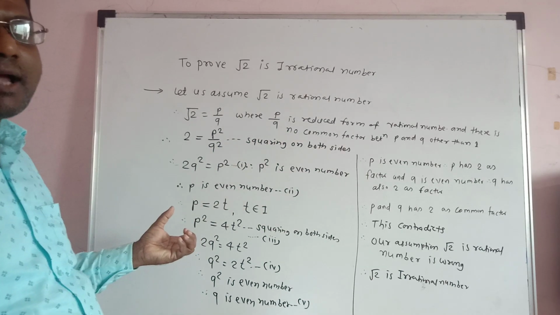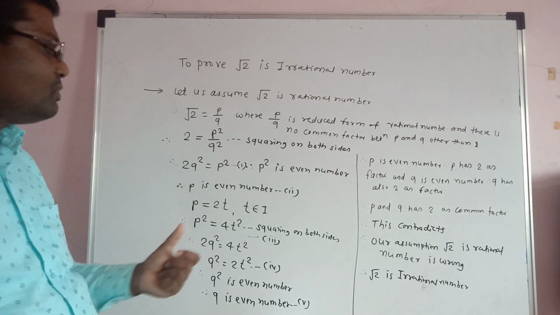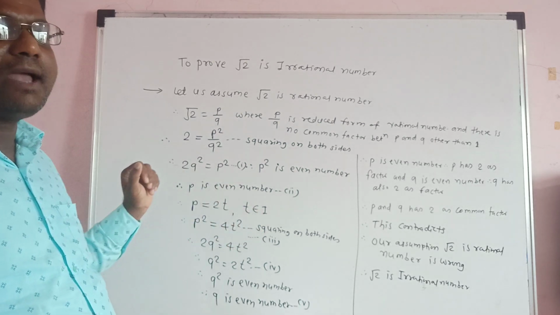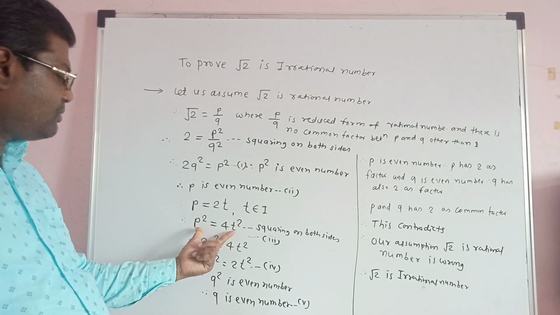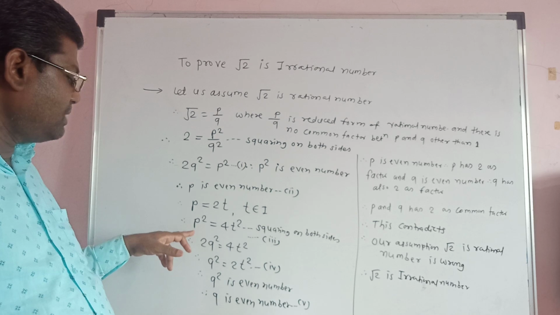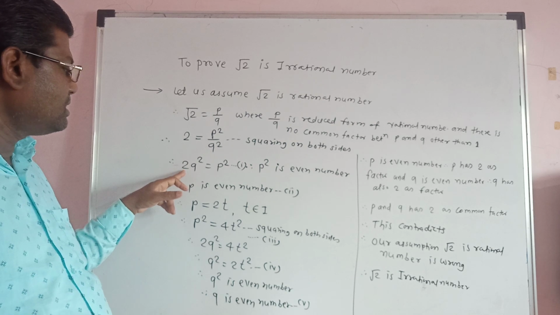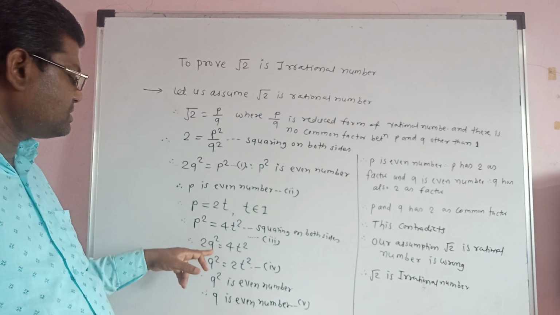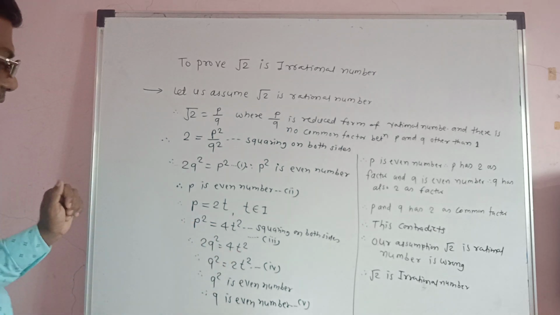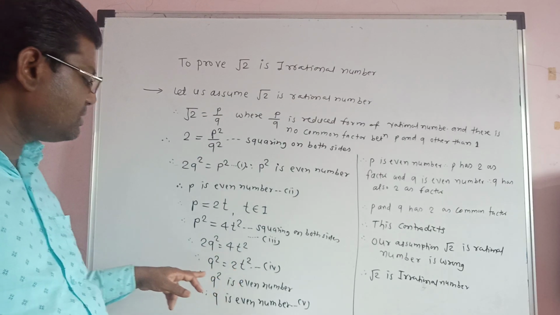As p has a factor 2, any even number can be expressed in the form of factor 2. Therefore we can write p is equal to 2t, where t belongs to I, that is t is an integer. Squaring both sides, p square is equal to 4t square. Now from equation 1, p square is equal to 2q square. Therefore write 2q square instead of p square. Therefore 2q square is equal to 4t square. Dividing the equation by 2, we get q square is equal to 2t square.